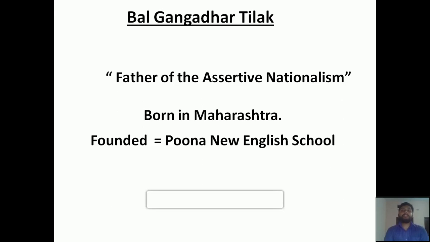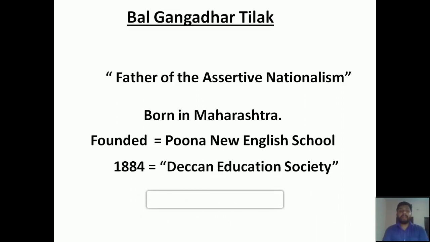His ideologies made a great impact on Indian society with regard to different political ideologies. That's why he is known as the father of assertive nationalism. He was born in Maharashtra, and during his lifetime he made a number of contributions to society. After completing his graduation, he founded the Pune New English School. It was his first contribution to the nation.